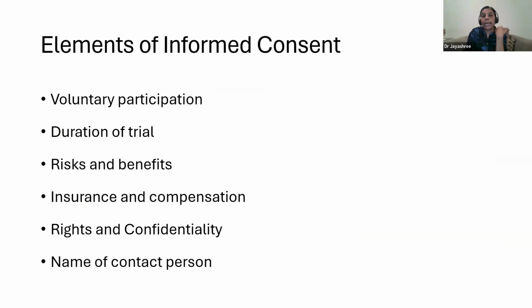There are several important elements when it comes to an informed consent. It is voluntary. This is very, very important. It's a voluntary participation. The duration of the trial has to be specified. The risk versus benefit ratio has to be outlined clearly. There should be a clause on insurance and compensation in case, unfortunately, there is a trial-related adverse effect. Rights and confidentiality have to be protected. And it should also outline the name of the contact person in case the patient or the parent feels that they need to contact the ethics committee or the concerned person.